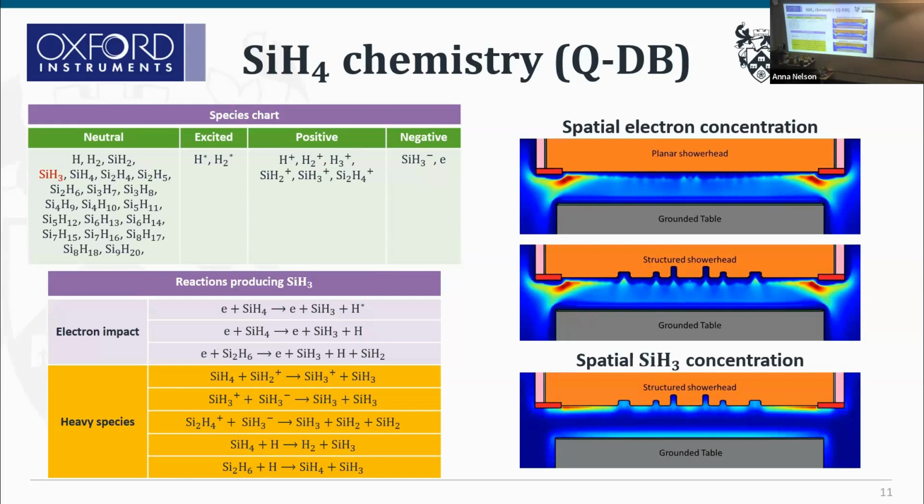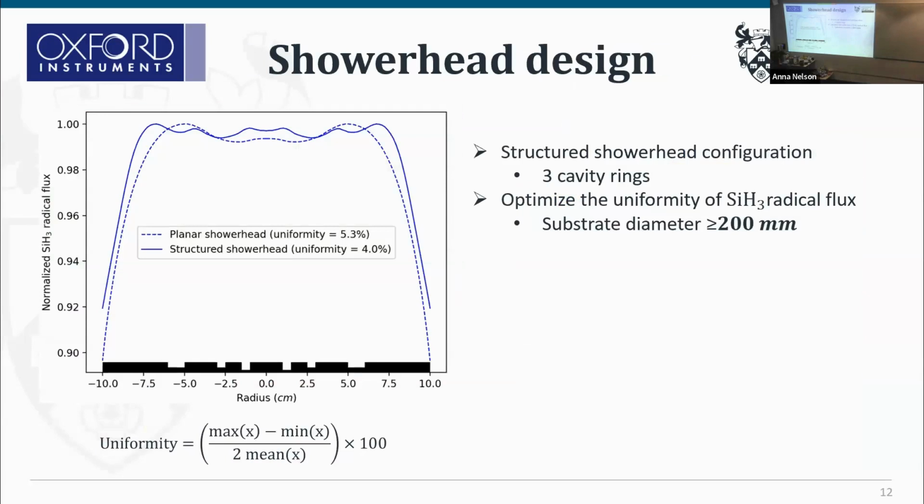As a next step, something we tried was, can we use this simulation model to determine the uniformity of the flux of these species over the wafer and optimize the design of this structured cavity? So what we did, we first selected a configuration. Let's use a 3-cavity configuration, and let's try to optimize the uniformity of SiH3 flux incident on the wafer over a 200 mm substrate diameter, where uniformity is basically calculated from the maximum, minimum, and mean values.